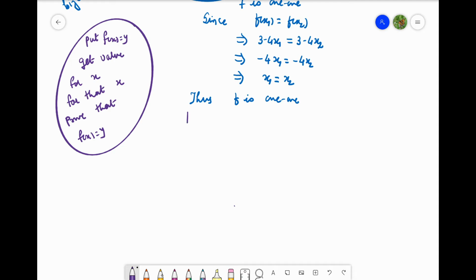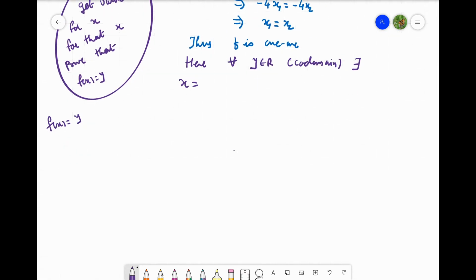So here for each y belongs to R codomain, there exists x equal to which x? Put f of x equal to y. So 3 minus 4x equal to y. So 3 minus y equal to 4x, get expression for x. So x equal to (3 minus y) by 4. So for this x, there will always be f of x equal to y.